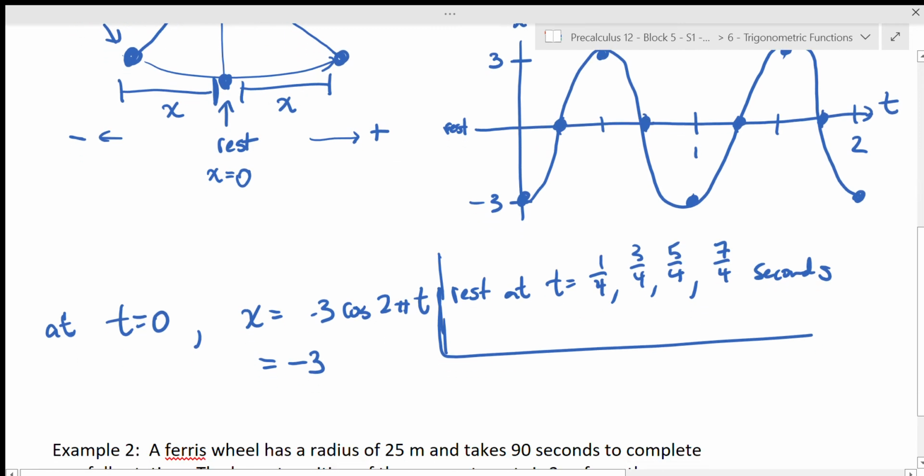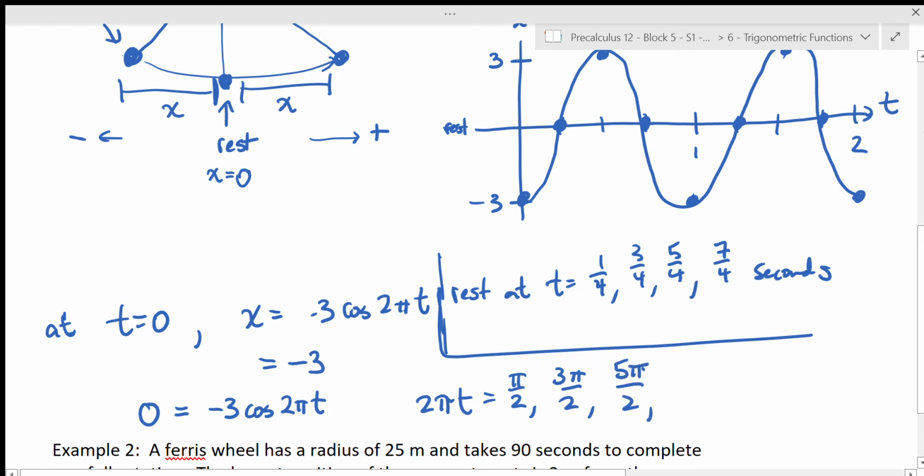What we want to know is where does our x equal 0? So we're really looking at solving the equation 0 equals -3 cosine 2 pi t. The -3 doesn't really matter. We know that cosine of 2 pi t equals 0. Well, cosine equals 0 whenever the angle is on the y-axis. So 2 pi t has to equal pi over 2, or 3 pi over 2, or 5 pi over 2, or 7 pi over 2. Any of those y-axis angles is where our cosine is going to be 0.